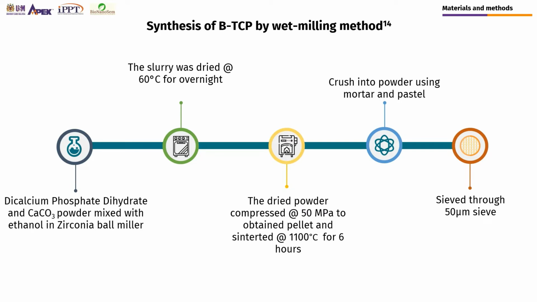The dried powder was compressed uniaxially using a hand press machine to obtain pellets and heated to 1100 degrees Celsius for 6 hours. Then the beta-TCP pellets were crushed and sieved with a 50 micron sieve.